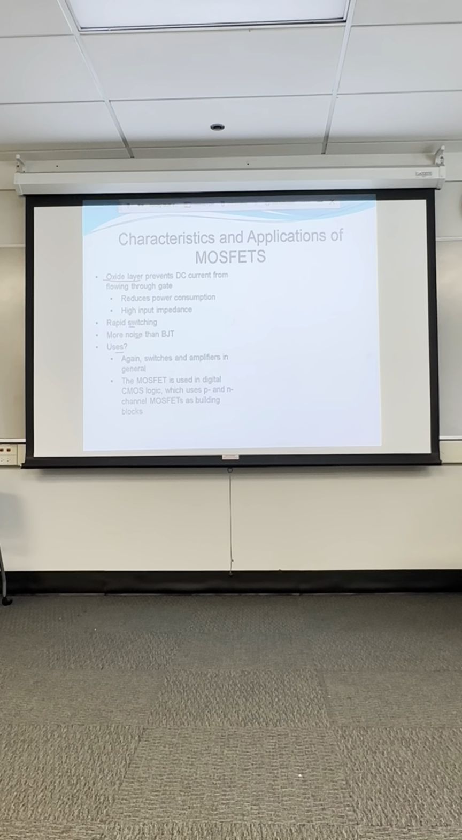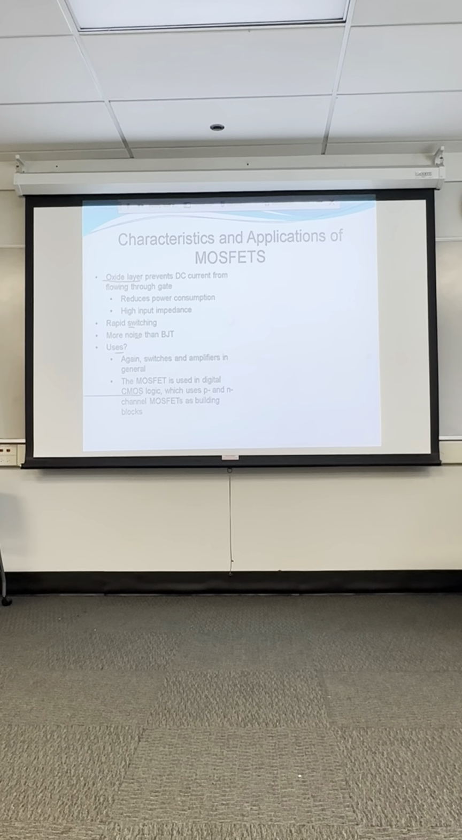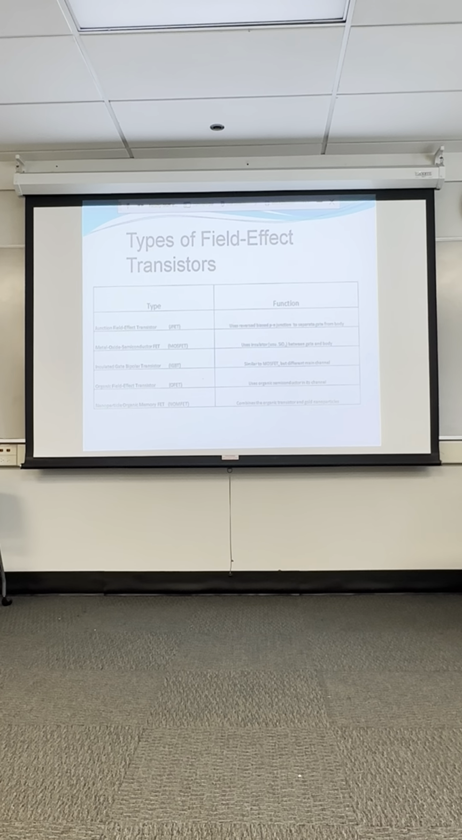But you noted that the lower part says the MOSFET is used in digital CMOS logic, and it uses P and N channel MOSFETs for that. And the types of field effect transistors: you have JFET, MOSFET, insulated gate bipolar transistor, an organic field effect transistor, and a nanoparticle organic memory FET. Since this presentation was given, there are actually other types of field effect transistors.